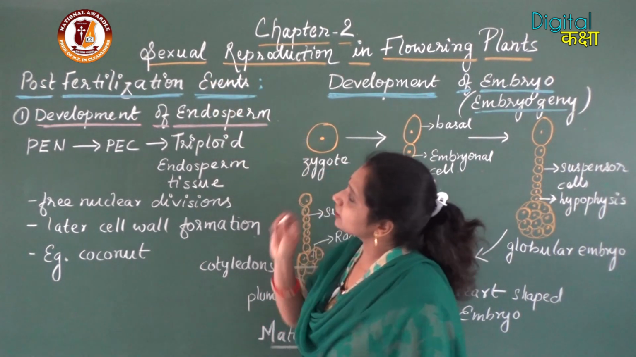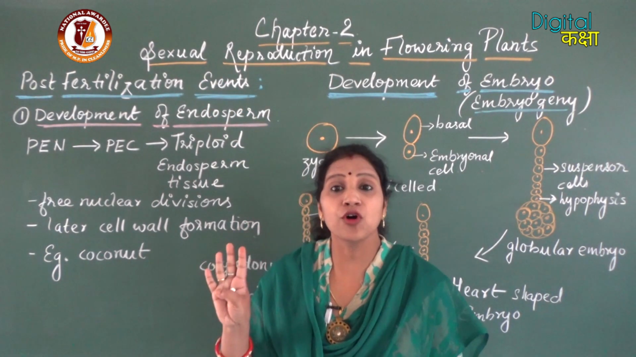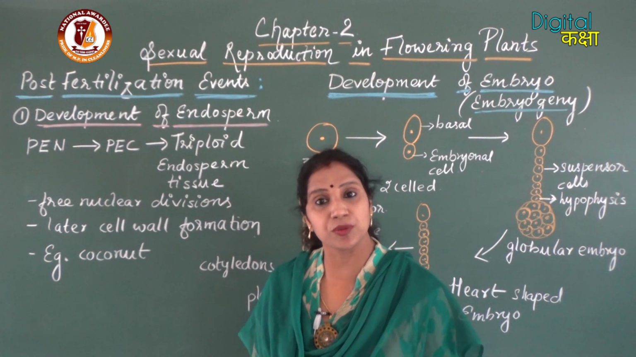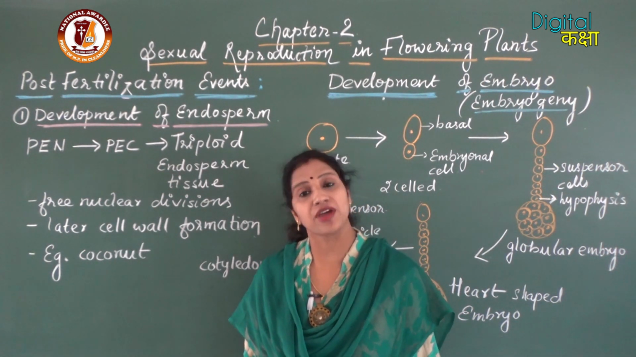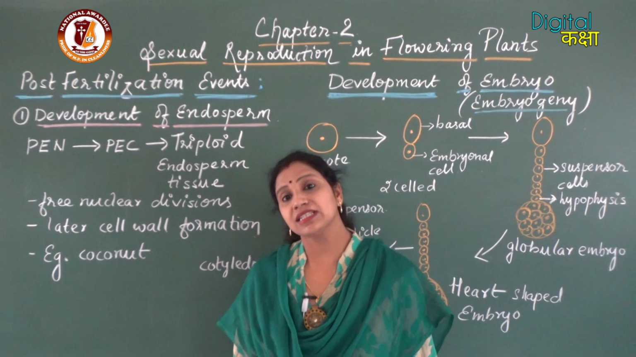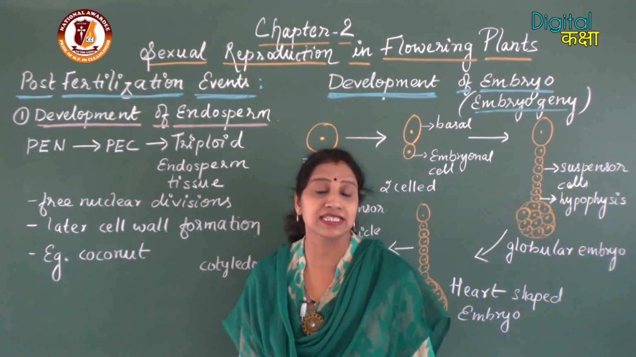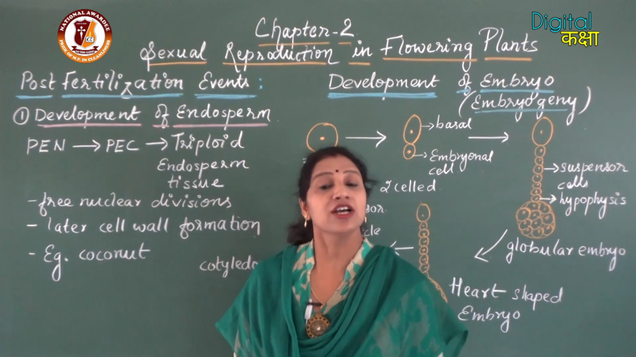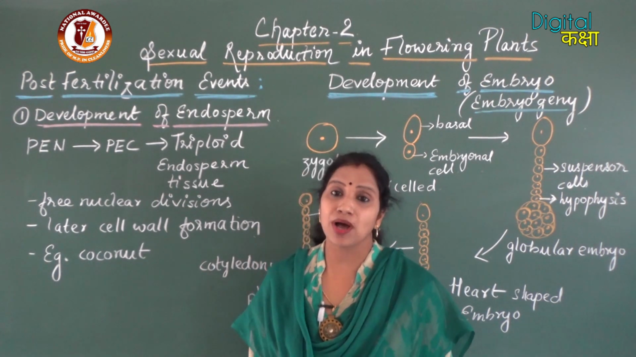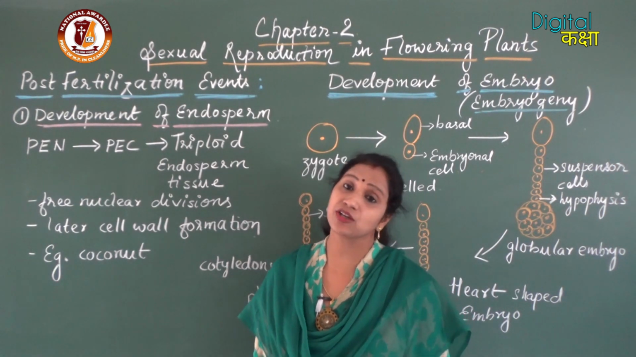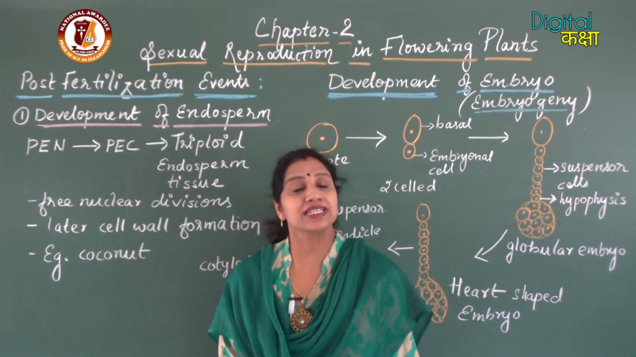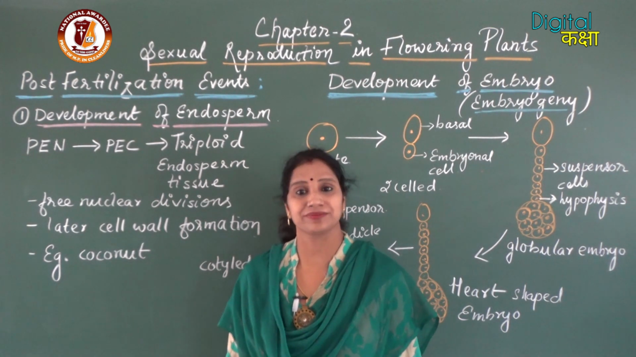So, the post-fertilization events comprise 4 sub-events. Number 1 is the development of the endosperm. Number 2 is the development of embryo. Number 3 is formation of fruit from the ovary, and number 4 is formation of seeds from the ovules. So there are 4 sub-events in the post-fertilization events: development of endosperm, development of the embryo, formation of fruits and formation of seeds. So, we will take these sub-events one by one.